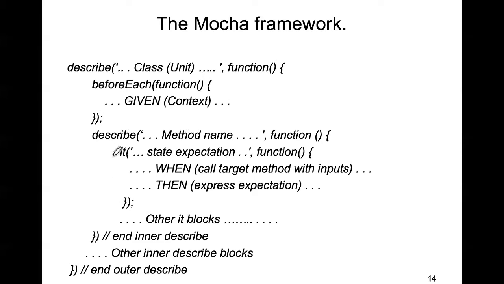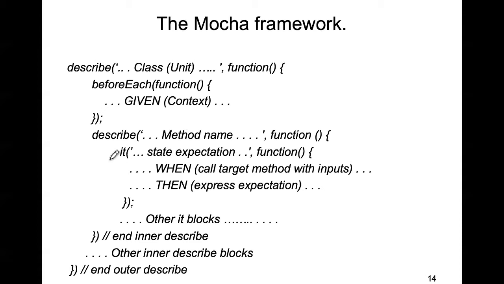Inside this inner describe block, you typically have a number of it blocks. Each it block would be concerned with testing one aspect of this method. Depending on how much functionality is in the method, you may have a number of it blocks. The important thing is that each it block is concerned with testing just one aspect of the method. We'll come on to talk about how you might break up the aspects of a method later on.